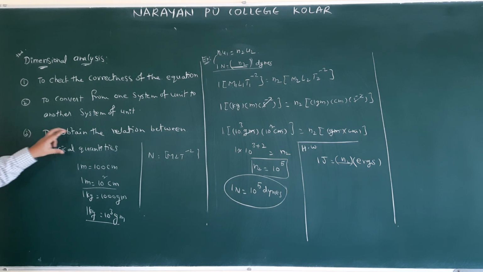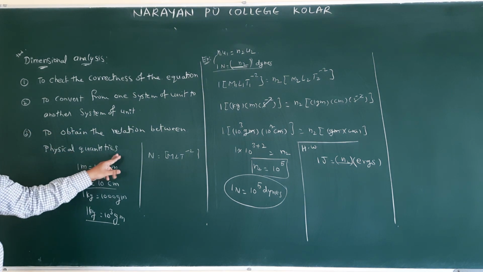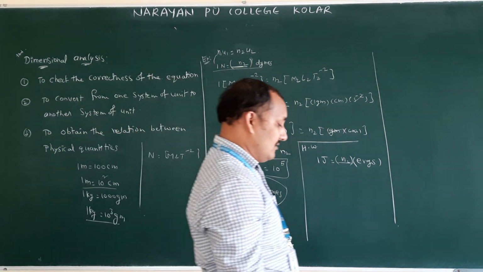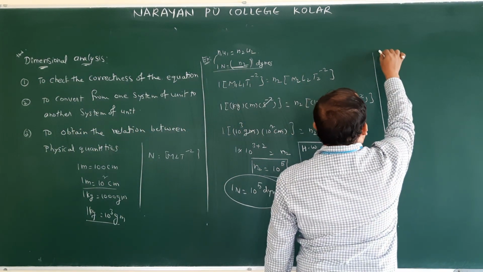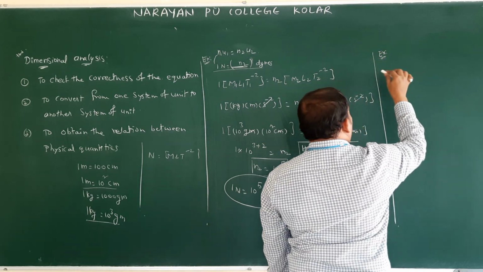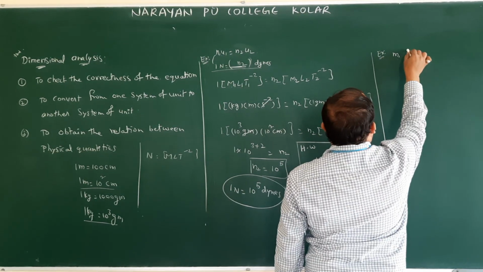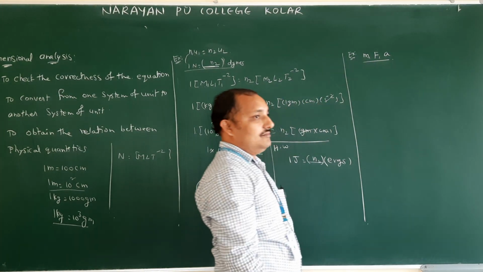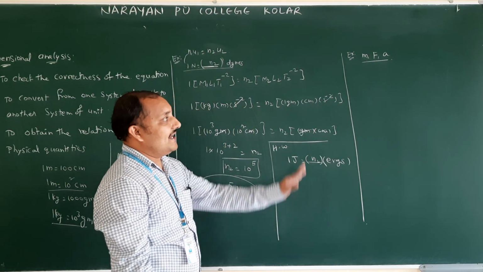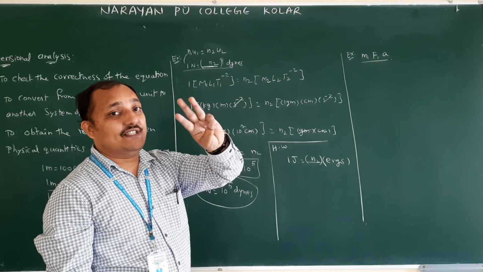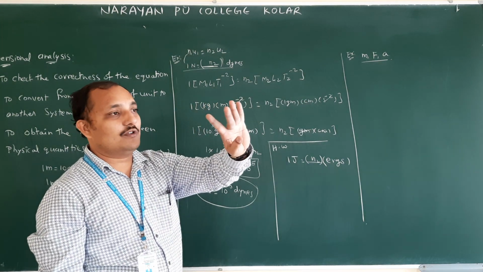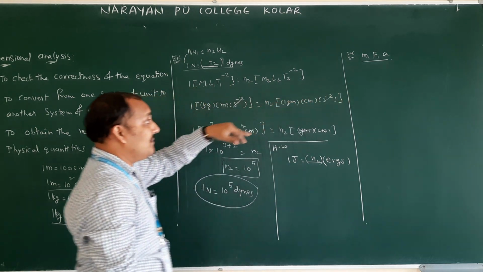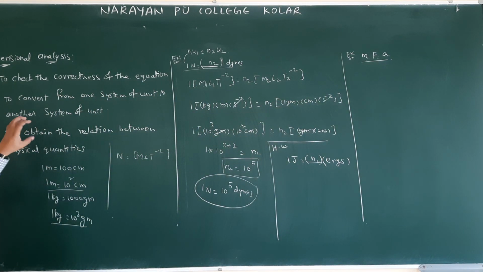Last one: to obtain the relation between physical quantities. They will give 3 or 4 physical quantities and ask what is the relation between those. This one also I am giving a simple example for you: to obtain the relation between mass, force and acceleration. You came to know already the relation. So they gave obtain the relation between 3 physical quantities: mass, force, acceleration. This is the example for the third application.